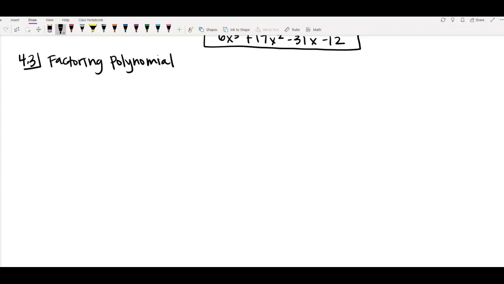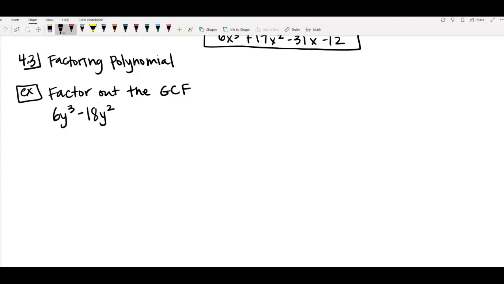So first thing we want to talk about is the greatest common factor, because some of the questions that you have are just going to ask you to factor out the greatest common factor. Right? So GCF stands for greatest common factor. And so if we look at an example like this, if I have 6y to the third power minus 18y squared. Right? So first thing we need to do is figure out what is the GCF. What is our greatest common factor? Can somebody tell us what you think that would be?